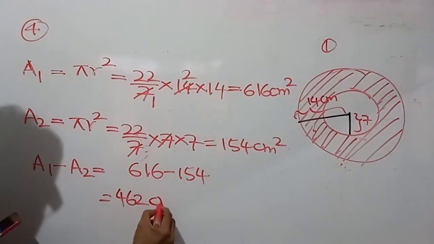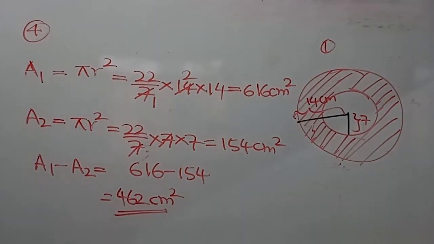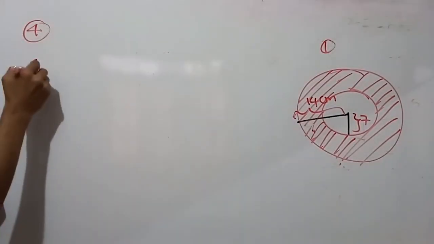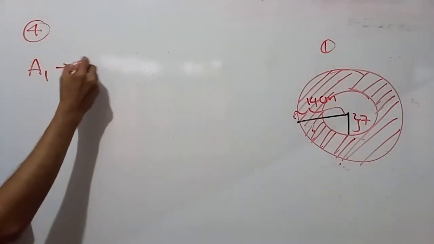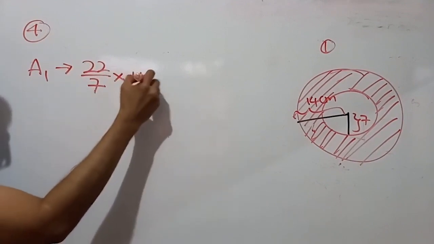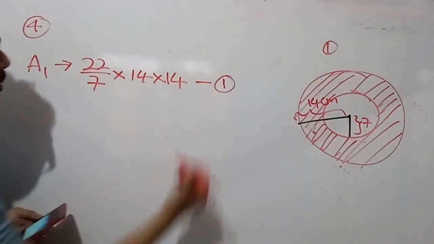The answer is 462 square centimeters. හරි. දැන් ඔය ගාන ඔය හදන සාමාන්‍ය ක්‍රමයනේ. අපි තව ක්‍රමයක් බලමු. So A1, so this will be the area of the larger circle. So 22 by 7, the radius is 14 now, so 14 times 14. අපි මේක මෙහෙම කියන්න. This will be what?